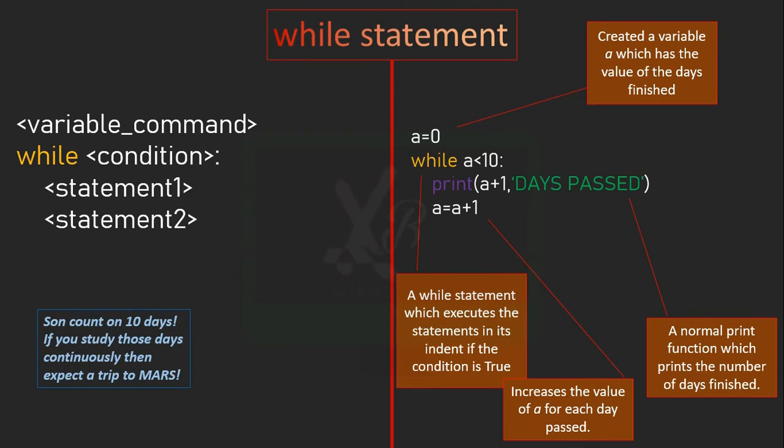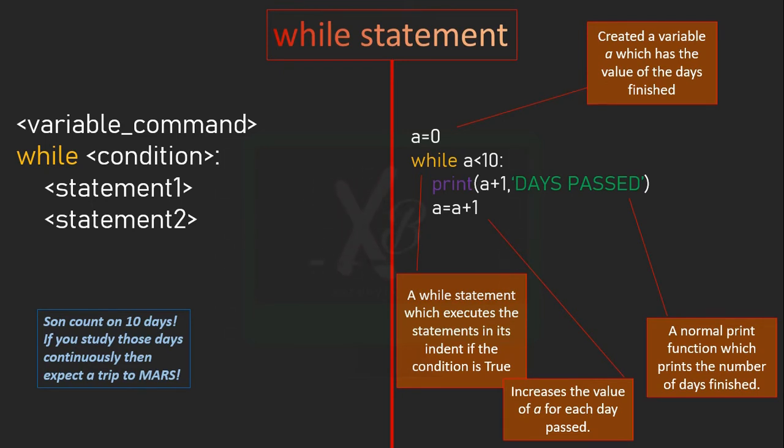So you see what these commands are. The first one is a is equal to 0. I created a variable a which has the value of the days finished. Right now, when I'm writing the code, let's suppose the son opened Python the day his father told him that they're going to Mars if he studies 10 days continuously. So he created this program. From today till 10 days, how many days have passed today? 0, no days. So a is equal to 0.